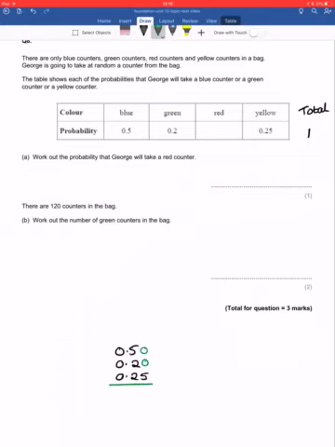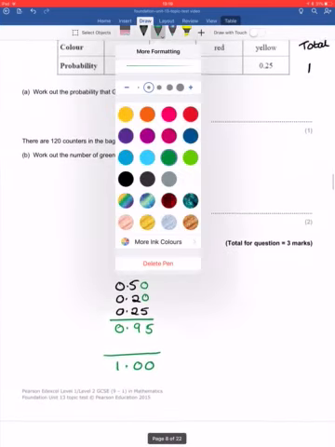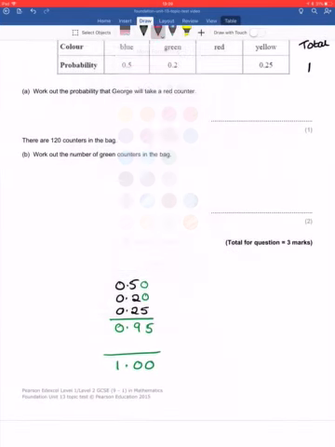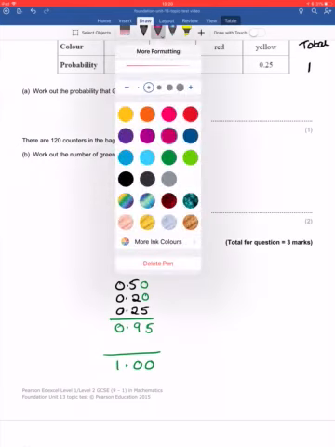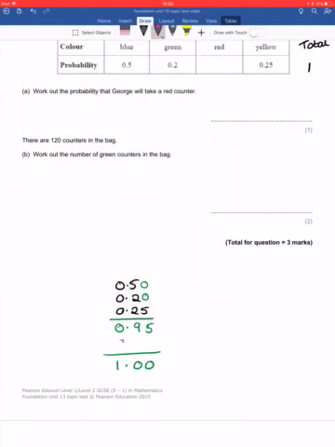Okay, let's have a look. 5, 5, 6, 7, 8, 9, 0.95. So what do I have to add up to make 1? It must be 0.05. So I'm going to put 0.05 in there.